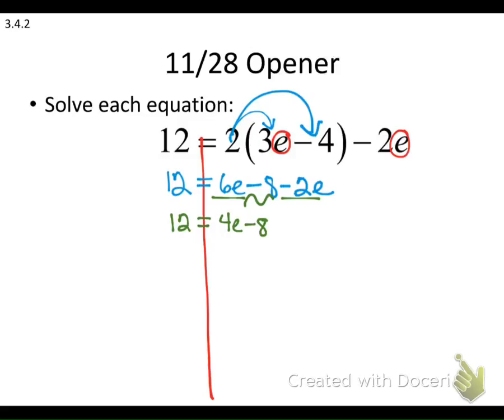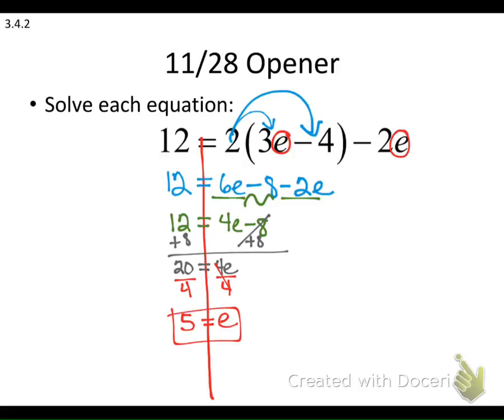Okay. Then we're back to a two-step equation. So what's my next move? Add 8 to both sides. And that gives you 20 equals 4e. All right. And then divide by 4. And that gives you 5 equals e. All right. Questions on that one?